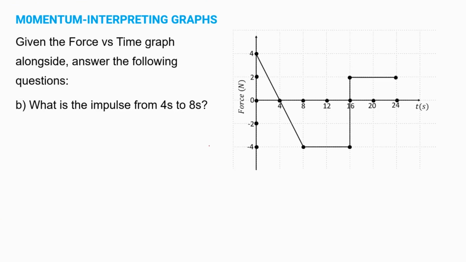In this tutorial, we're going to interpret graphs that involve momentum. And I'm going to explain everything as we answer the questions. Question A. What is the impulse from 0 to 4 seconds?